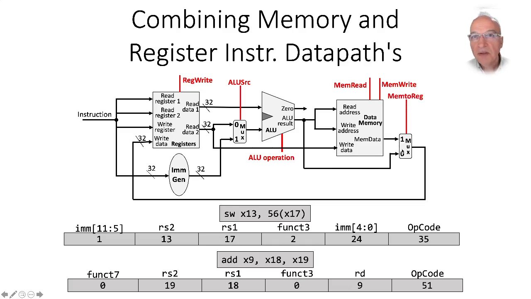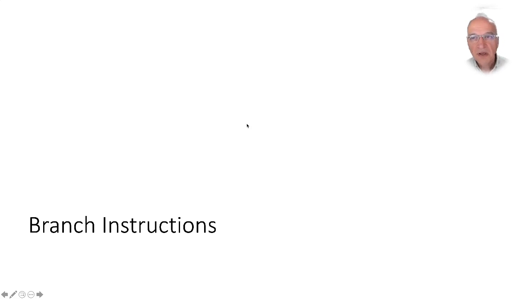And this switch is called the memory to register switch. So if I say memory to register equals 1, I'm connecting the output from the data memory into the register file. If I say memory to register equals 0, I'm connecting the output of the arithmetic and logic unit to the register file. So this is what we had for the design of the data path for memory access and for adds.